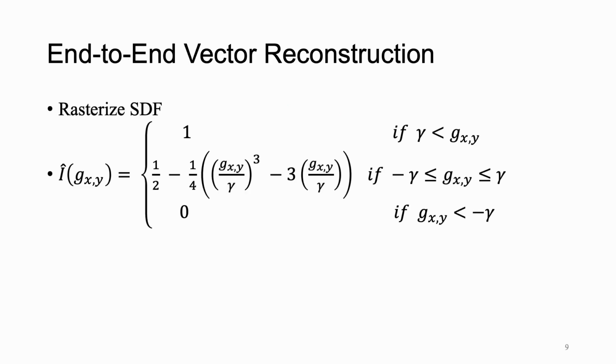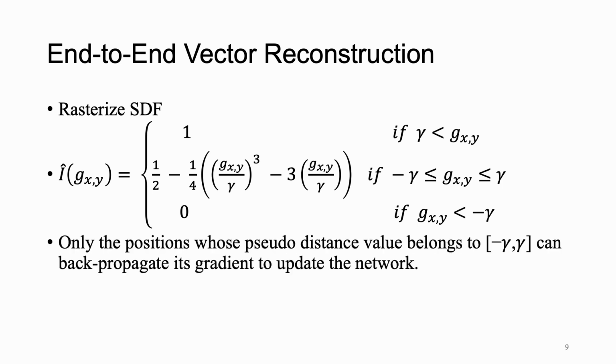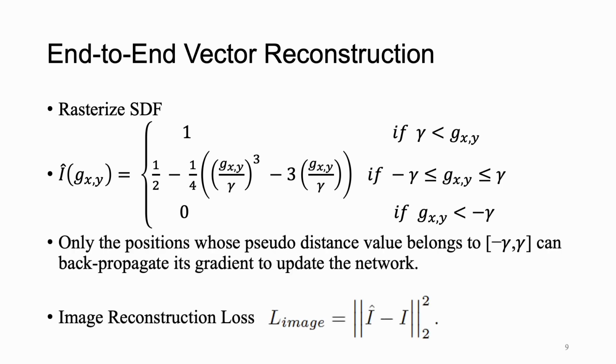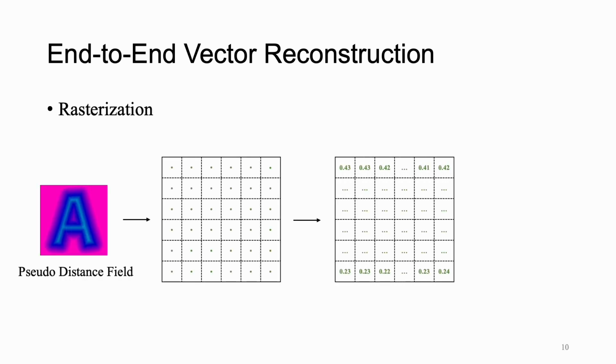After obtaining the final pseudo-distance field G, we need to render it to the raster image in a differentiable manner like this, where gamma represents the learnable range of SDF values. The image reconstruction loss is defined as the mean square error between the reconstructed image and the input image. The rasterization process is shown on this page.